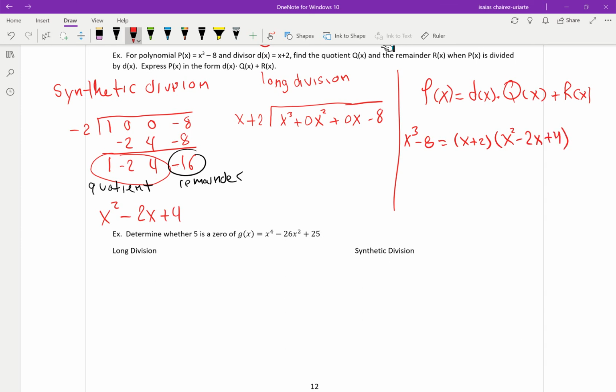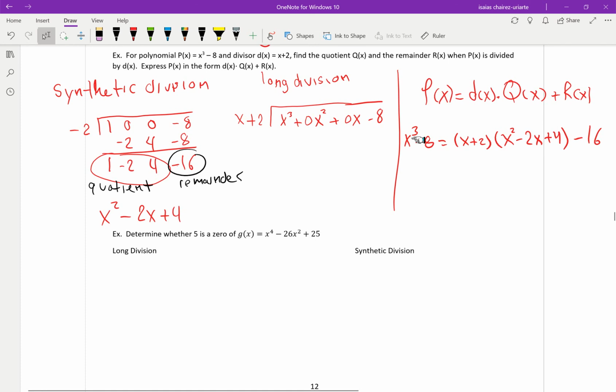And then minus 16. Minus or plus the remainder. All right, so hopefully we agree on that. And again, I guess we could also verify. We could actually carry out this multiplication: x times x squared, x times negative 2x, x times 4, 2 times x squared, 2 times negative 4x, 2 times 4, and then see what we get, minus 16, and we should get x cubed minus 8.